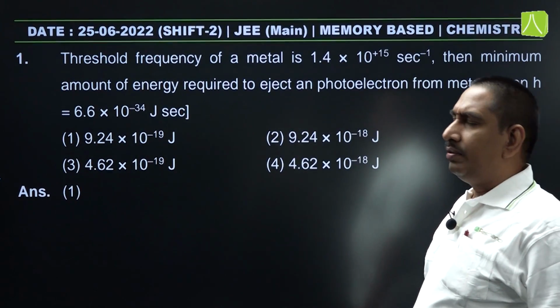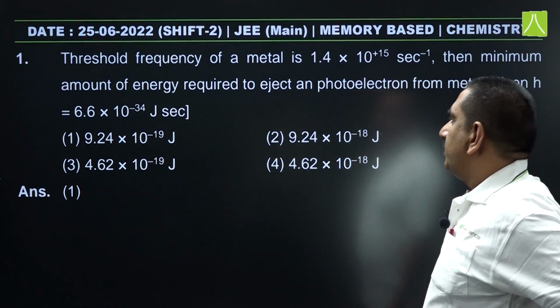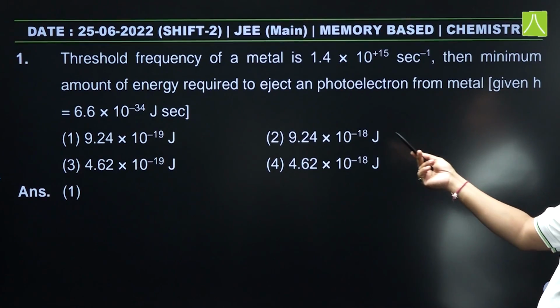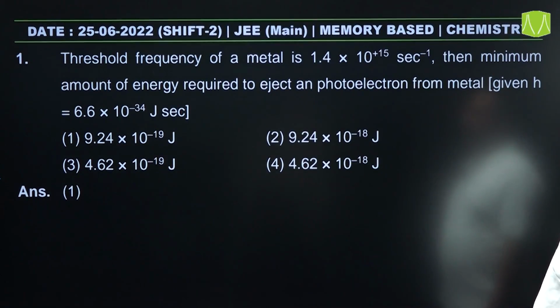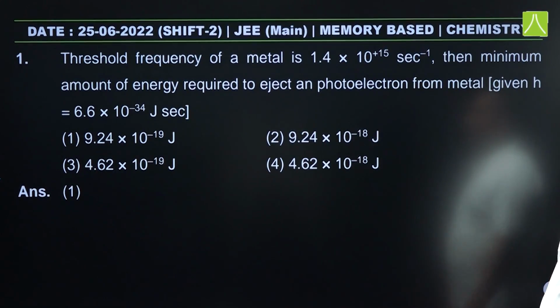The first question from atomic structure: threshold frequency of a metal is given 1.4 into 10 power 15 second inverse, then minimum amount of energy required to eject a photoelectron from the metal is, and given the Planck's constant H value is 6.6 into 10 power minus 34 joule seconds.